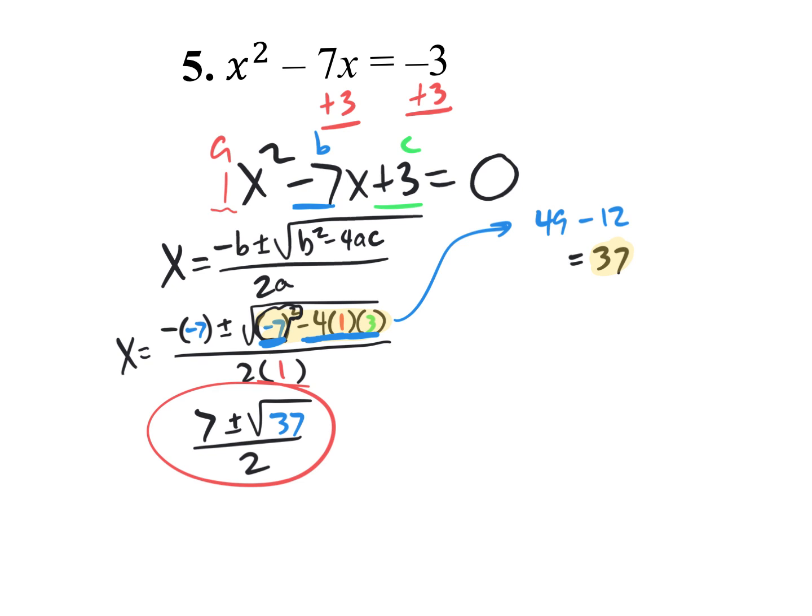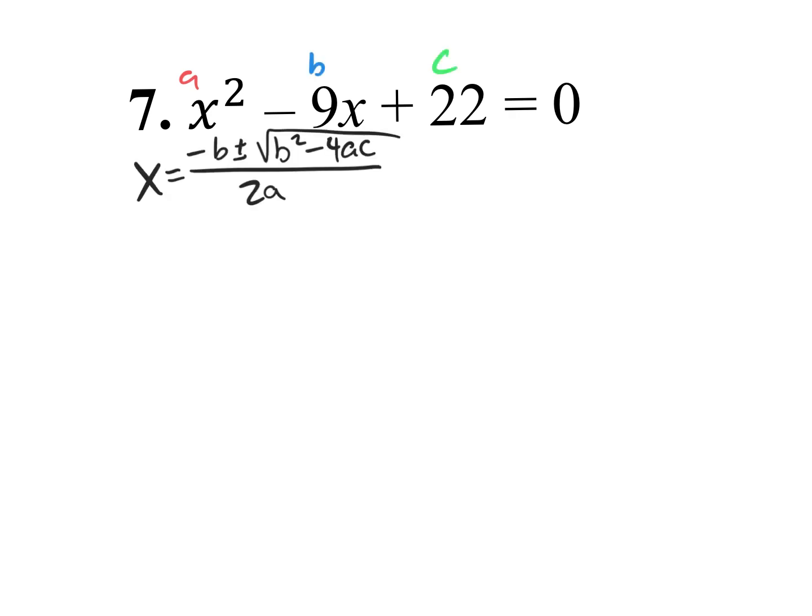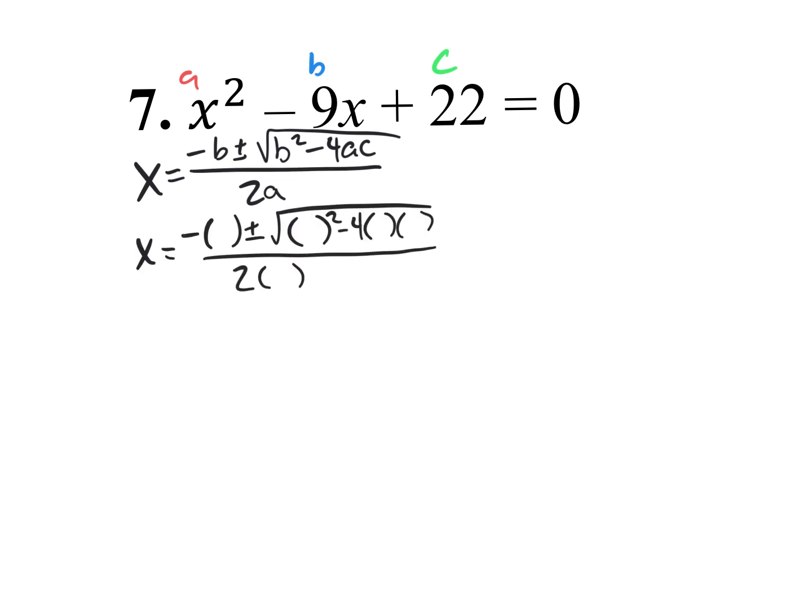Anyway, moving on. So right here, it already is set equal to 0. So you could easily label A, B, and C, and then use your quadratic formula. And of course, when you use the quadratic formula, please rewrite the formula with parentheses. And then you could easily plug in your B value of -9 right here and right there, your A value of +1 right there, and your C value of 22 on the C location right here.